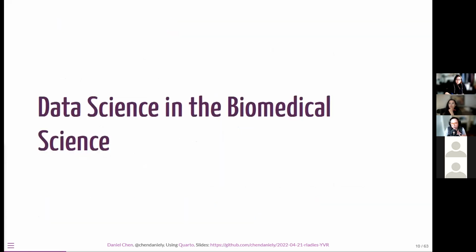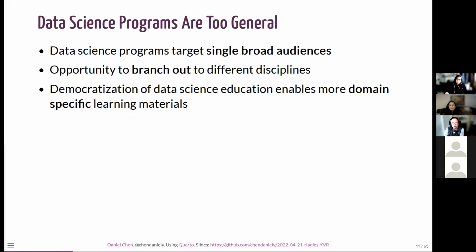And so what I've done is take data science education and say, okay, if we wanted to teach a domain-specific subgroup of people, in my case people who work in medicine, how would that go? A lot of data science programs are really general. They're made to encompass broad audiences and not really focused on individual domains. That means that as an educator, you have the opportunity to branch out and create domain-specific materials.